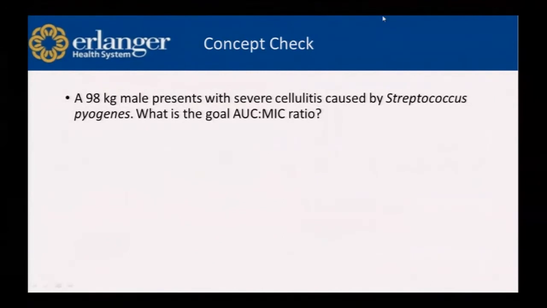So now I'd like to take a little break from talking and let you guys think for a second. So we'll stop with a concept check. A 98-kilogram male presents with severe cellulitis caused by Strep pyogenes. Can anyone tell me what the goal AUC to MIC ratio would be for this patient?